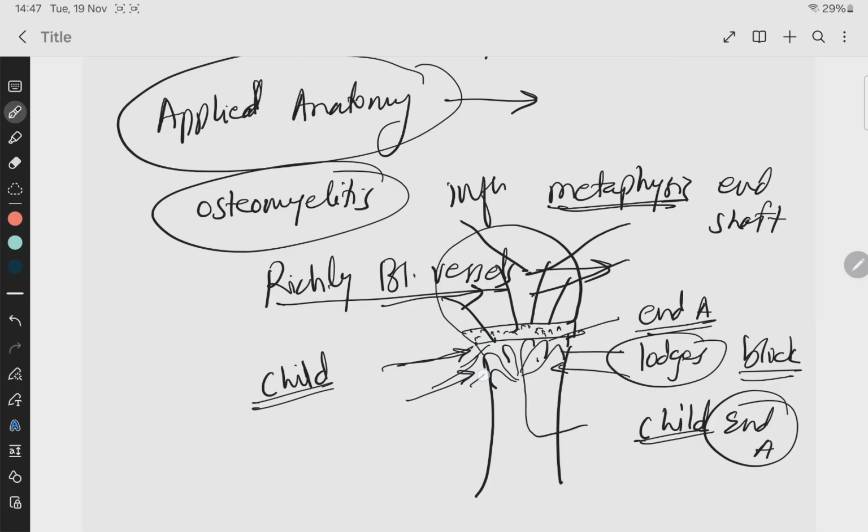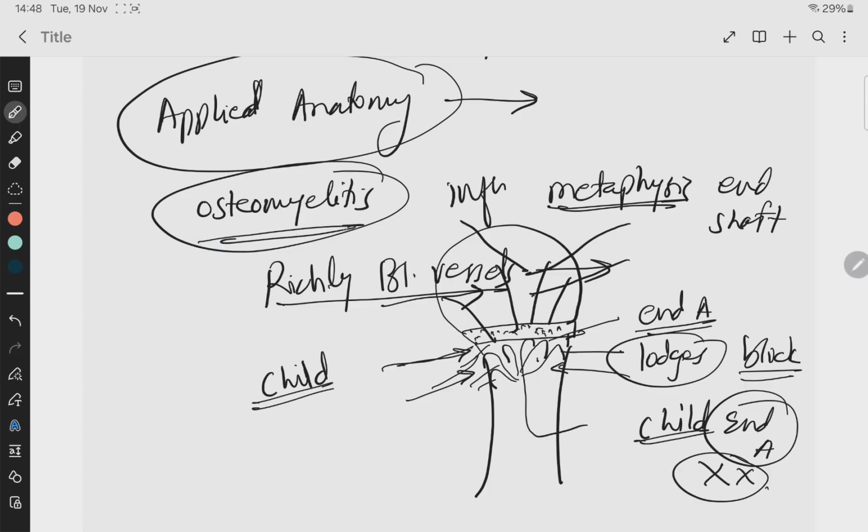get anastomosis with each other and the end arteries are lost. That's why in adult life there are no end arteries, no hairpin bend structure. That's why osteomyelitis is not common in adults, it is common in children because of these end arteries, the hairpin bend structure of the nutrient artery which supplies the metaphysis end of the shaft. Okay, this is osteomyelitis.